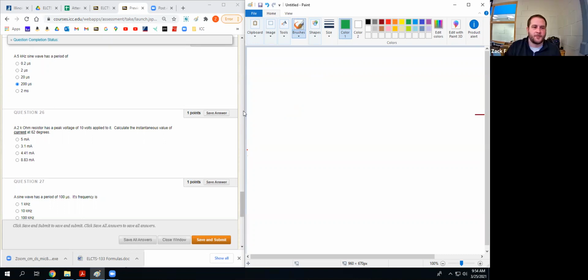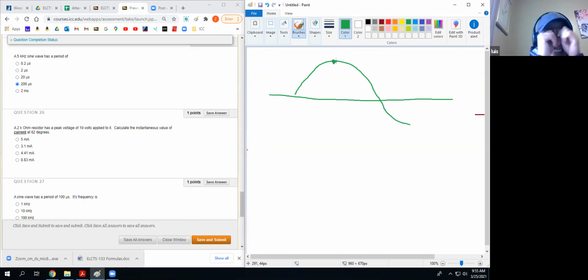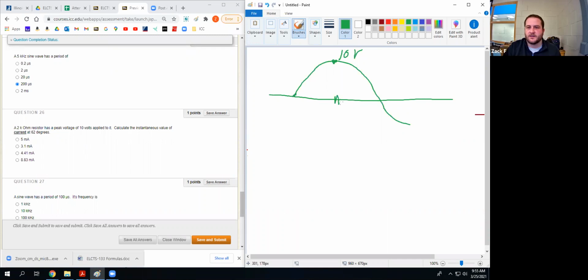What it's telling us is that the peak voltage is 10 volts. So instantaneously at 90 degrees, this is 10 volts. That's an instantaneous value at exactly 90 degrees. And what it's asking us is at 62 degrees, somewhere in here, what is this instantaneous value? And what's the formula for that?